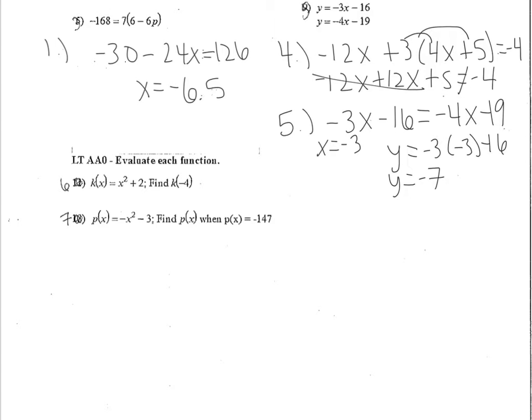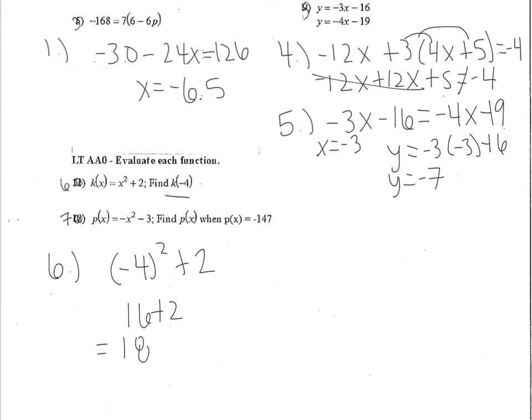Number 6 and 7 are talking about function notation. Remember, when it is inside the parentheses, for number 6, we do parentheses negative 4 parentheses squared plus 2, and we solve it for x. Remember, when I square a negative, it turns to a positive, and 16 plus 2, I get 18.